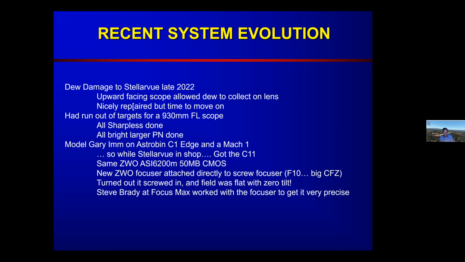So I mentioned I'd run out of Sharpless objects. The brighter, larger planetary nebulae were done. So Gary M. convinced me that I could do a C11 with a Mach 1. I used the same camera, and I attached the ZWO focuser directly to the screw focuser on the C11. Again, being dumb. Now, you can put a Moonlite focuser, a fancy focuser on it, like I have on the Stellarview. However, that adds another piece to the collimation, to the image train.